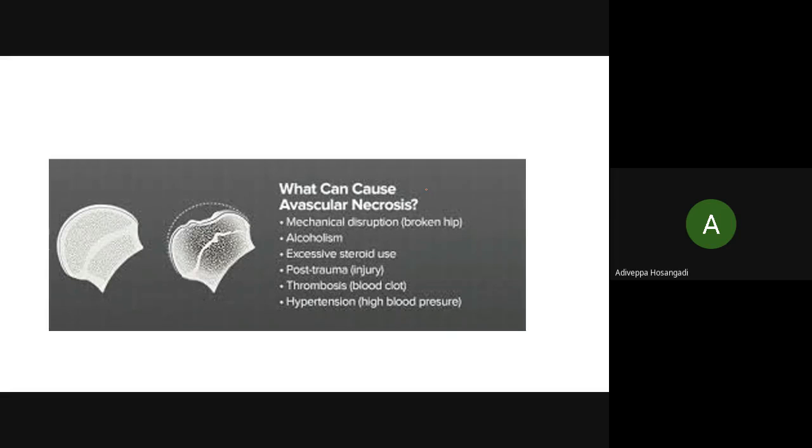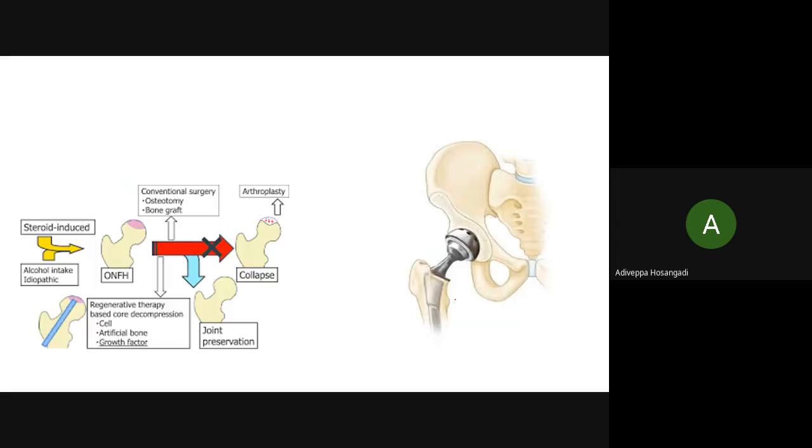Okay, one diagram just to avoid the monotony. What are the causes of avascular necrosis? Fracture, alcoholism. Please remember, somebody asked me about the question: excessive steroid use, polytrauma, thrombosis, sickle cell anemia, thalassemia, all thrombotic disorders. Hypertension, well, very rare, very rare. Okay, in a nutshell, I want to tell you about the AVN before we wind up AVN.